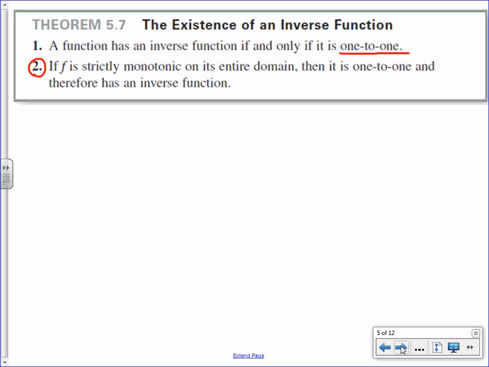So if a function is monotonic across its entire domain, then it's 1-to-1, which means we have an inverse. It's going to pass the horizontal line test. If it's always increasing or always decreasing, then it will pass the horizontal line test because there are no turns. 1-to-1 means our graph passes a horizontal and vertical line test. So it's a function and it has an inverse. There's one x for every one y.